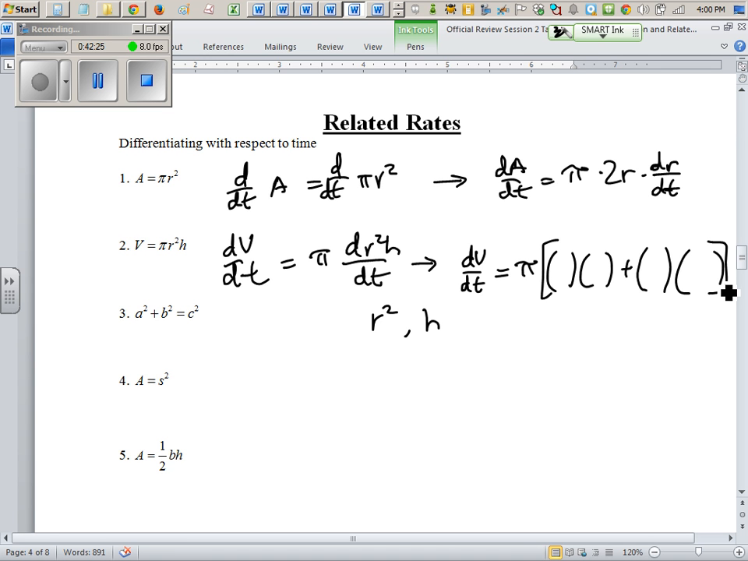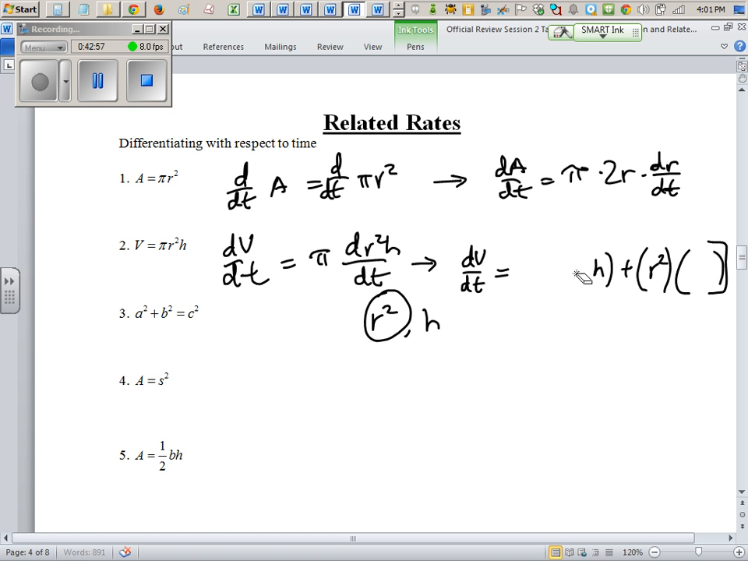I'm going to leave the pi outside. So 2r times... sorry. 2r times h plus r squared times 1. Okay, that's if you're doing derivative with respect to r's and h's. Technically, the derivative of r squared is not 2r. It's 2r times drdt. Okay. We have a new independent variable, and that's time. So 2r drdt times h.